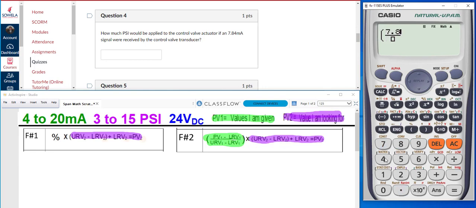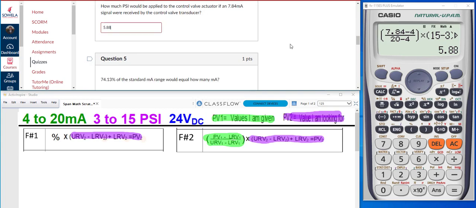multiplication sign in my formula has to be milliamps. So it's 7.84 minus 4 over 20 minus 4, because that's my milliamp range. Scroll over, close parentheses, times. Now I'm going to punch in the numbers of what I'm looking for, the range I'm looking for, a PSI. So my range will be 15 minus 3, close parentheses, plus 3. 5.88. If the transducer receives 7.84 milliamps, it's going to produce a 5.88 PSI signal.